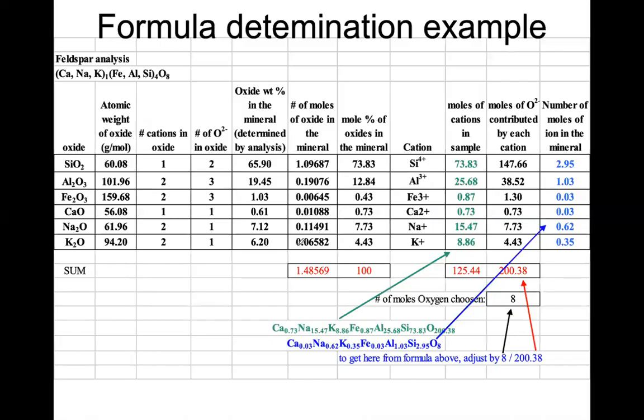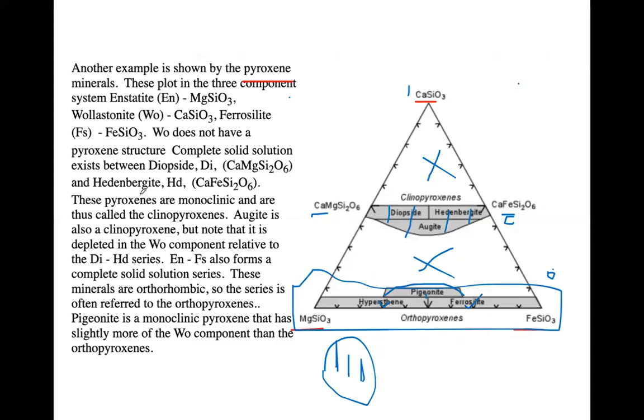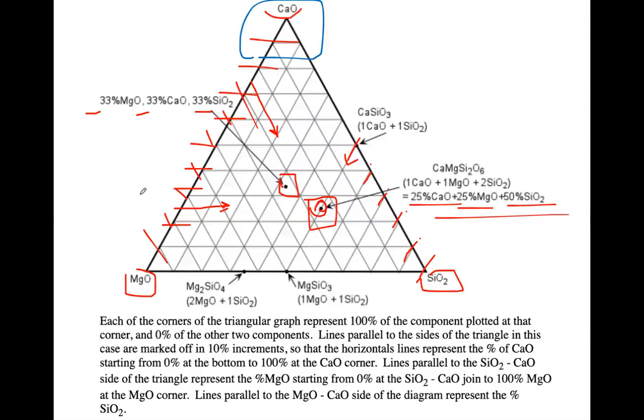Now, I will show you some simple calculations for formula determination. We call it formula determination because, once solid solution takes place, there can be variable amounts of cations, right? For example, here 33 weight% magnesium, 33 weight% calcium, 33 weight% silicon. Here 25, 25, 25. So likewise, solid solutions have variable, different compositions.